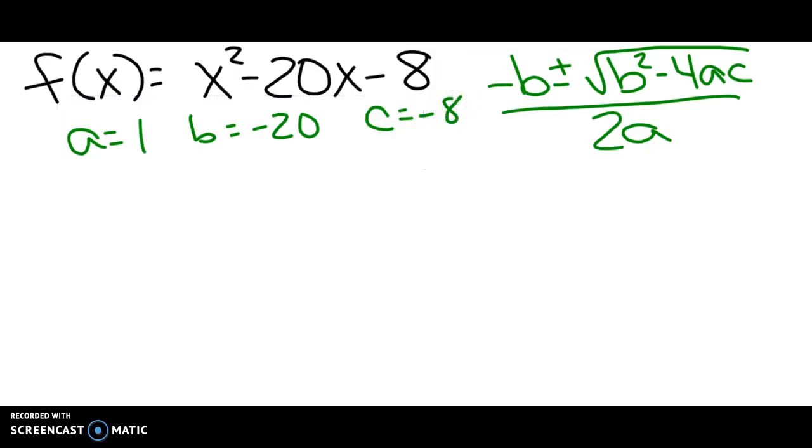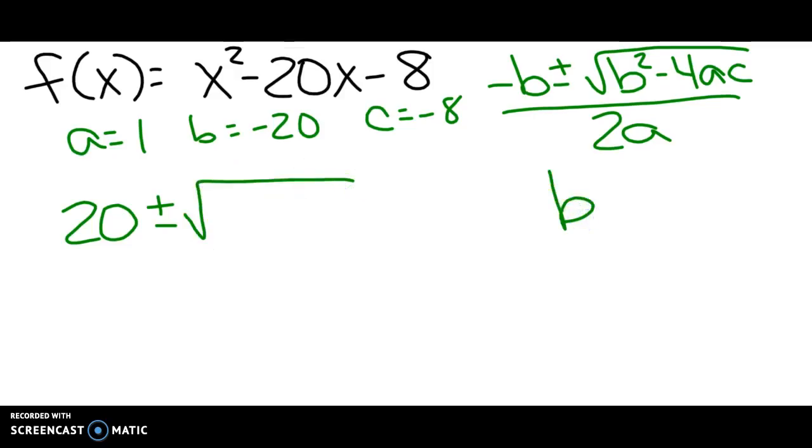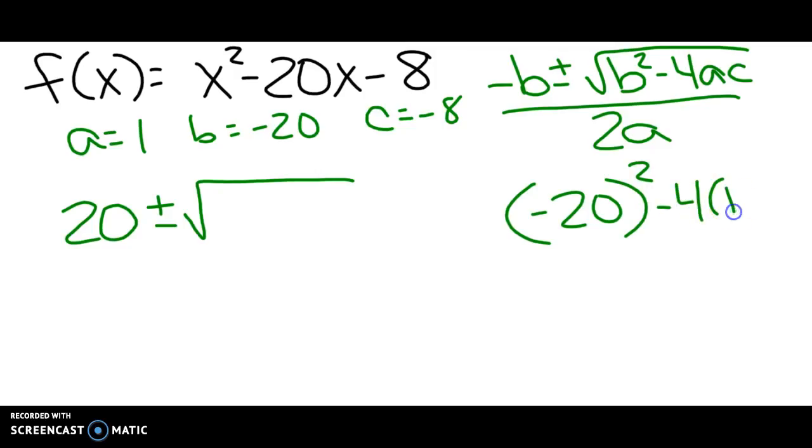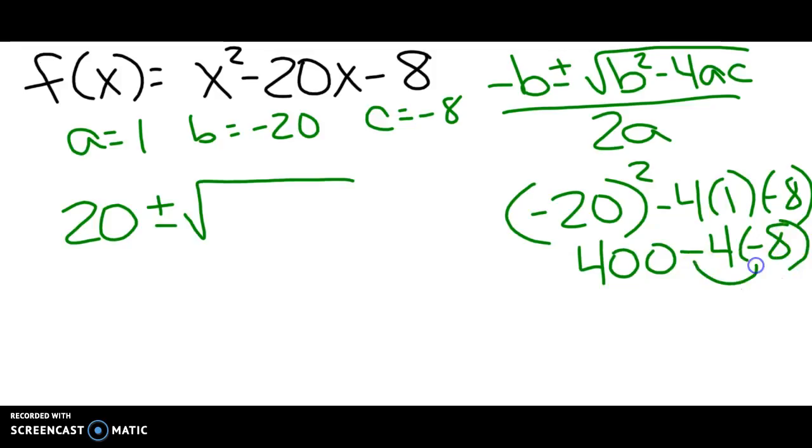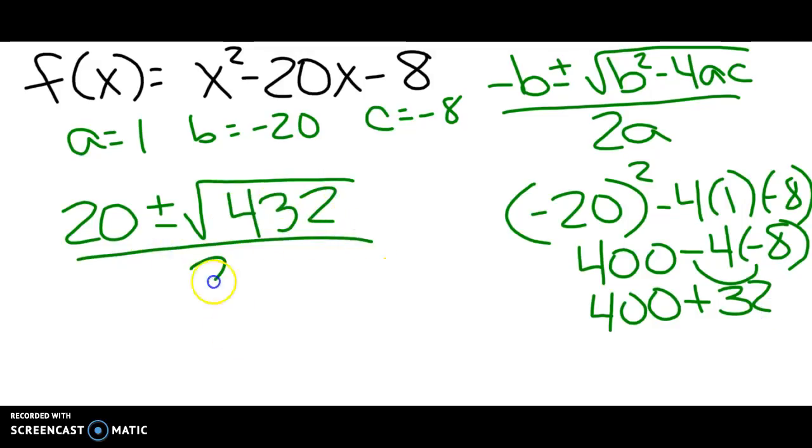So what you're going to do is put this in. Opposite of b is 20, plus or minus square root. Now, if you do b squared minus 4ac over here on the side, it might make it a little easier. So I'm going to do negative 20 squared. Remember, negative times negative is going to give you a positive. Minus 4 times 1 times negative 8. So this is going to be 400 minus 4 times negative 8. Now think about that. That's a negative times a negative. So 400 plus 32 is 432 under here. All over 2a, so that's 2.